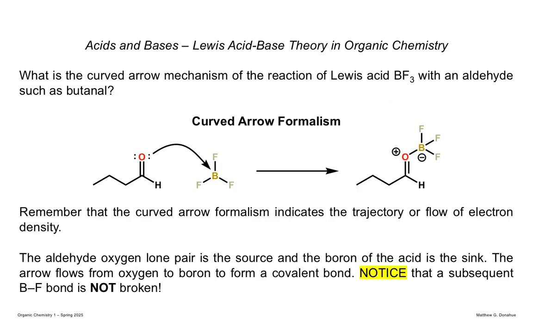That's summarized here on the next slide. Just to point out, as I'll highlight in green here, the arrow starts from the lone pair, and then it's pointing to the electron deficient atom. And then we have to make sure we account for the charge, the plus on oxygen, the minus on boron.